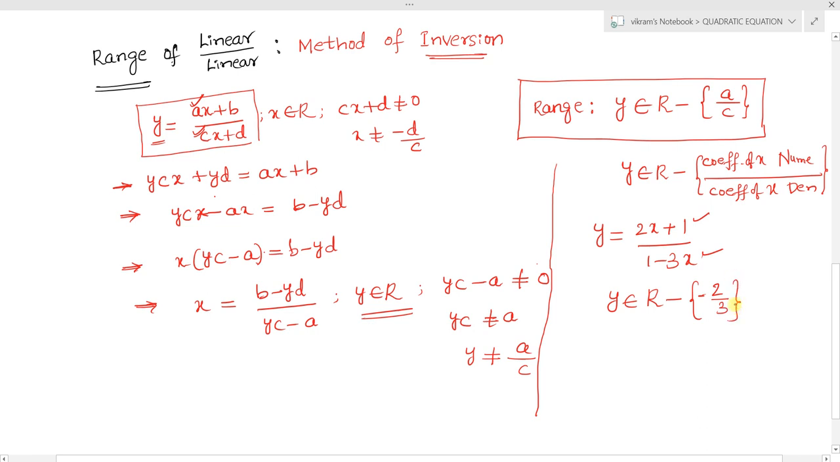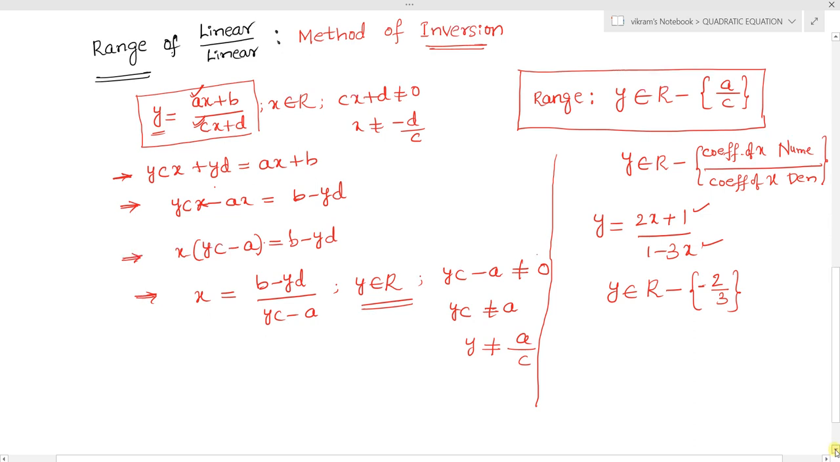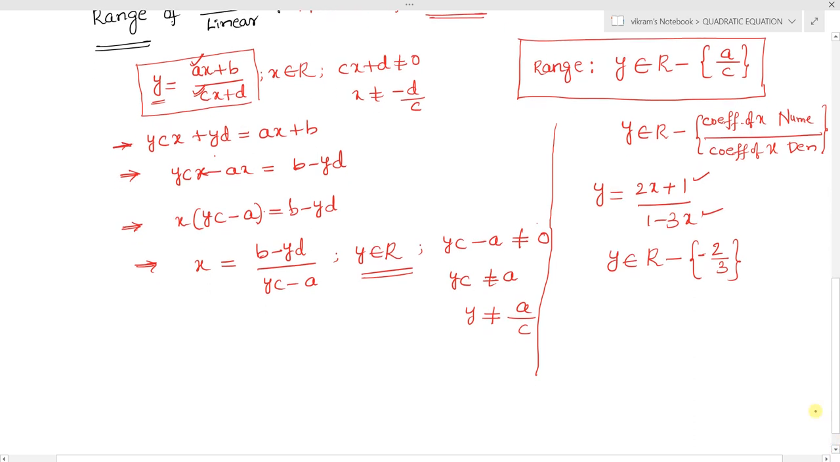We can write the range of the given function y equals 2x plus 1 by 1 minus 3x directly with the help of the short trick. If it is in the form of linear by linear, from the total real values we need to remove the particular value: the coefficient of x in the numerator by the coefficient of x in the denominator.